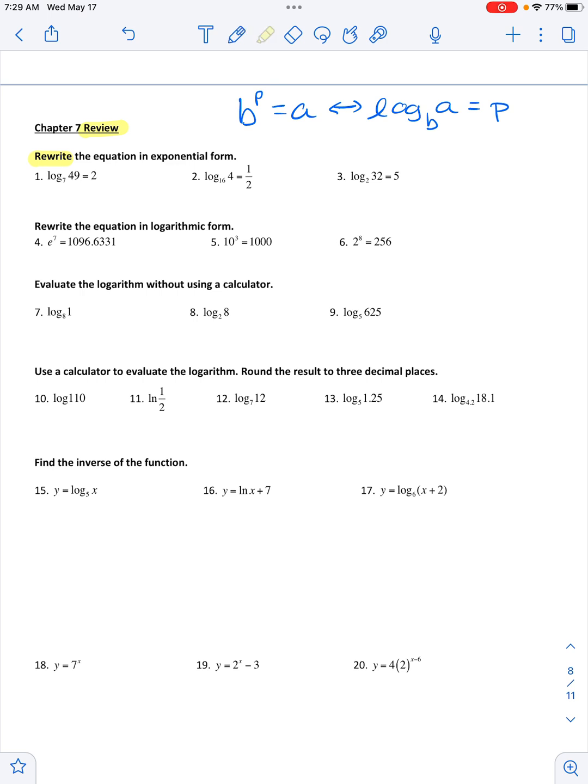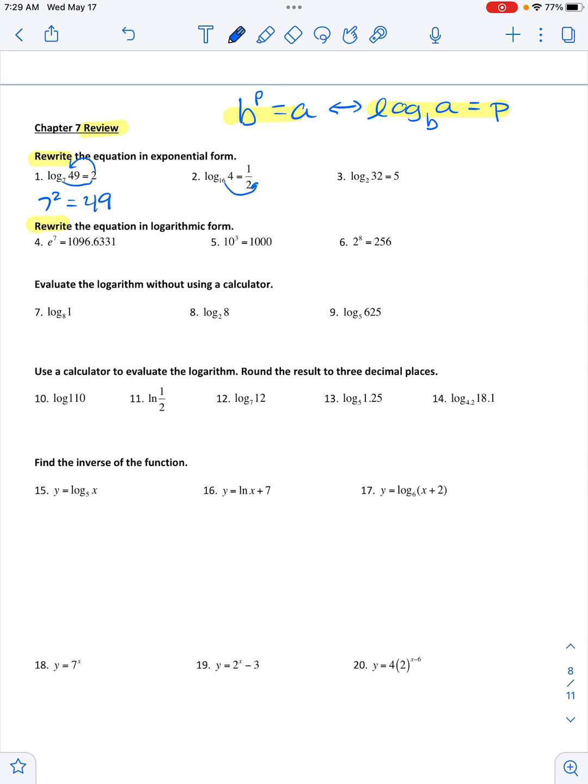So if I'm starting with a log, I'll end with an exponent. And then here, if I'm starting with an exponent, I end with a log. So I start in the basement, I go get the power, and then I come back around and get the answer. And it should be a true statement.